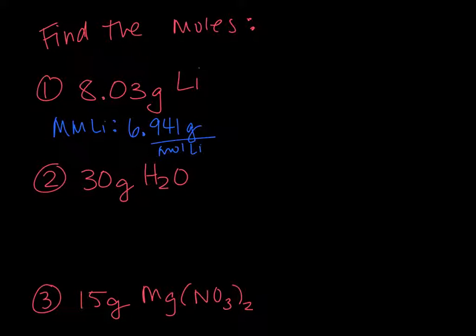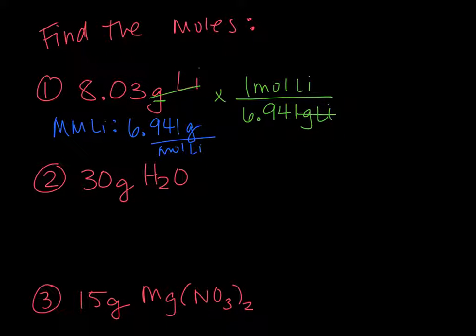All right, and we have 8.03 grams of lithium. Oops, wrong color. I'm just going to use green. And so which unit has to go on the bottom? We have to put the same unit that's up here. And so I'm going to put it down here, 6.941 grams of lithium for every mole of lithium. And so grams cancels out, and I'm left with moles.